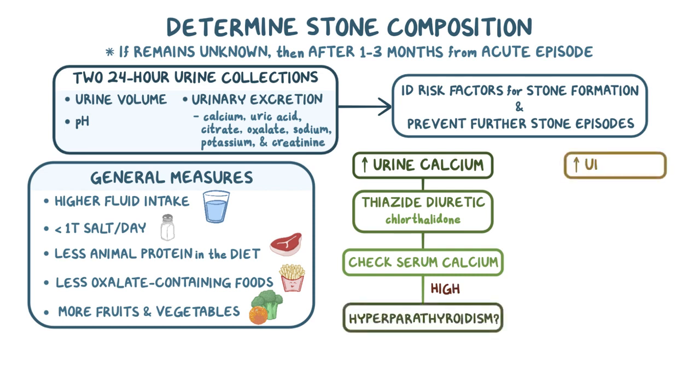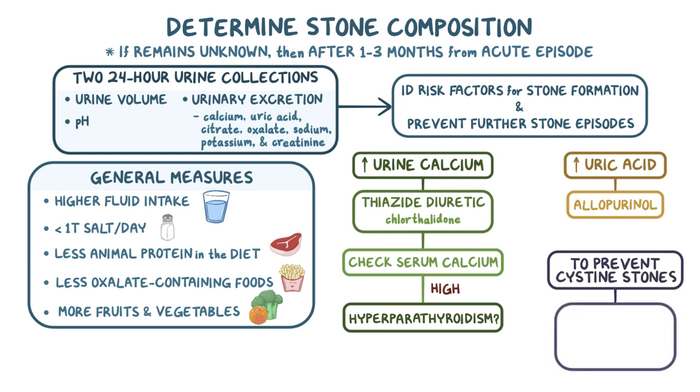If there's high urine uric acid and general measures don't lower the levels, then allopurinol is given. Finally, to prevent cystine stones, urinary alkalinization can be done with oral potassium citrate. A follow-up with a 24-hour urine collection is done after 6 months of dietary and medical therapy.